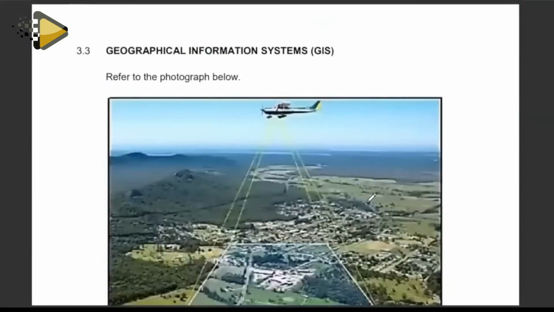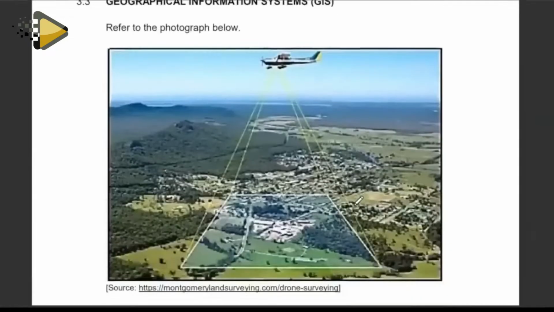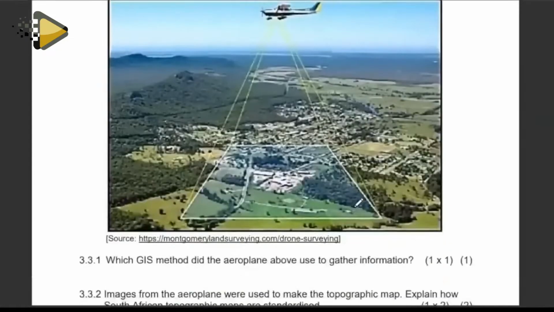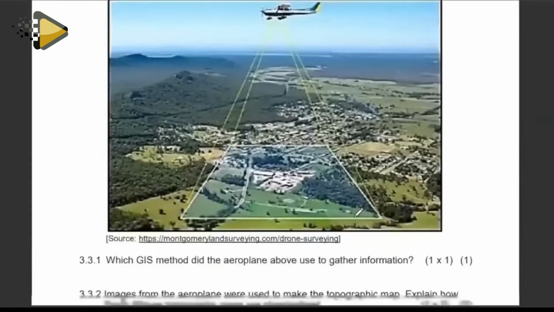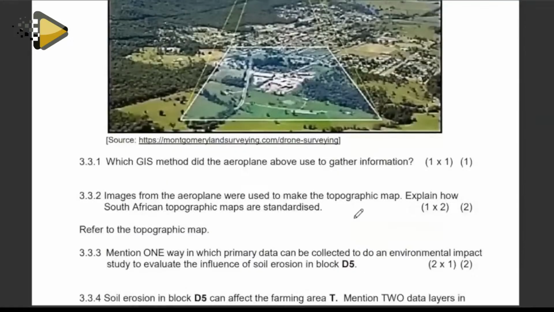Right, then we'll go to the last question, which is a GIS question. Refer to the infographic below. Right, this is showing us a plane which is actually capturing images from above. Which GIS method did the aeroplane use to gather information? That is automatically remote sensing.